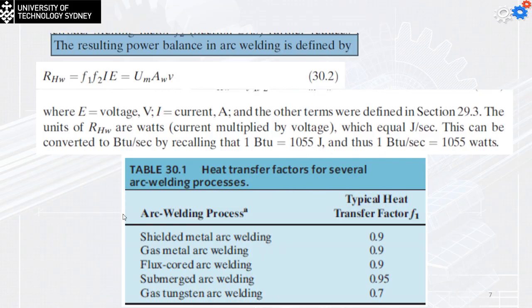But let's go back first to find what would be the value for the F1. The F1 depends on the arc welding process we have. So shielded metal arc welding is going to be 0.9. Same thing for the gas metal arc welding and the flux core welding. 0.95 for the submerged arc welding, and the gas tungsten arc welding is going to have 0.7. Now, what's happening is that we can tell that if we're going to have a shielded operation, the heat loss is going to be less.